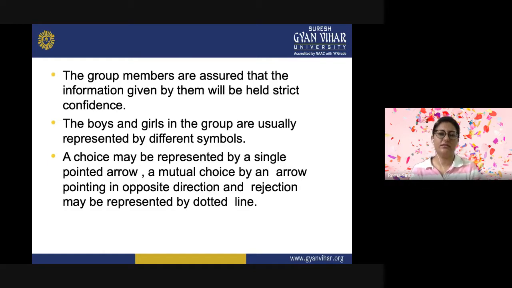The boys and girls in the group are usually represented by different symbols, and a choice may be represented by a single pointed arrow. If you are showing a mutual choice, arrows can be shown on both sides in opposite directions, and rejection may be represented by a dotted line. So in this way you can draw lines in a sociogram. And if you are choosing symbols, to show the special relationships you want to find out among boys or girls, you can represent them by different symbols like triangles, squares, or circles.